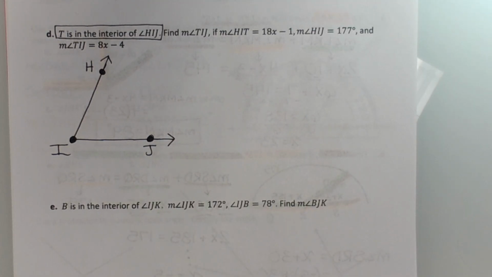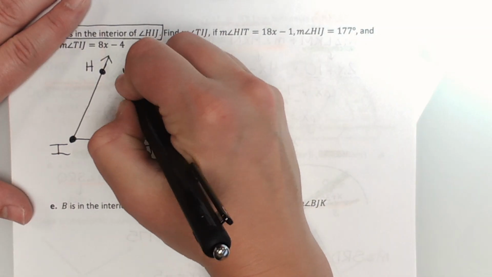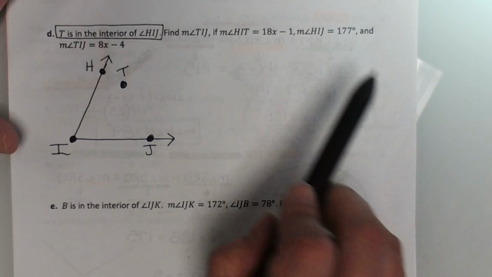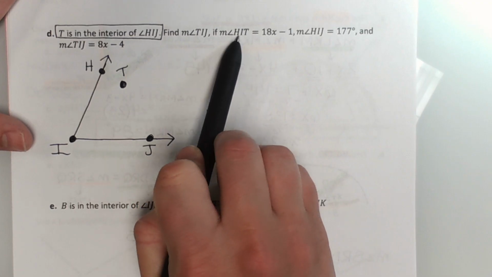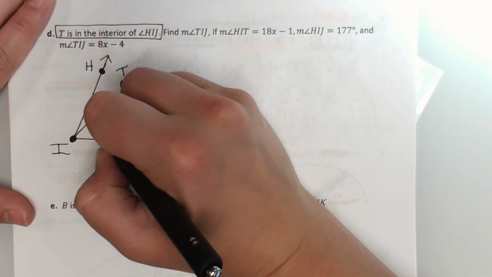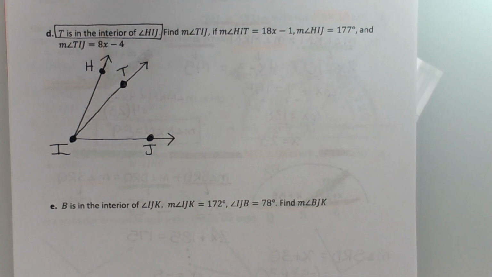You just got to know. And it says T is in the interior. Interior means inside, between the 2 rays somewhere. There's T. Now, as it does this problem, it starts talking about angles that involve the letter T, which means it wants me to do this with it. From there, everything's kind of following the same idea.